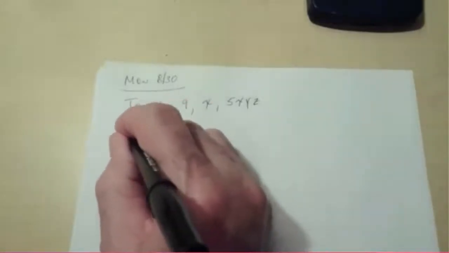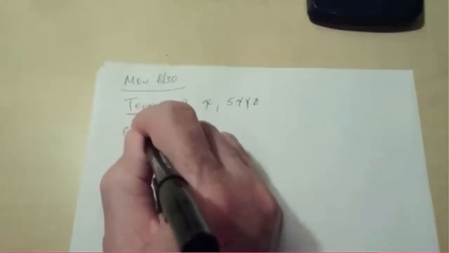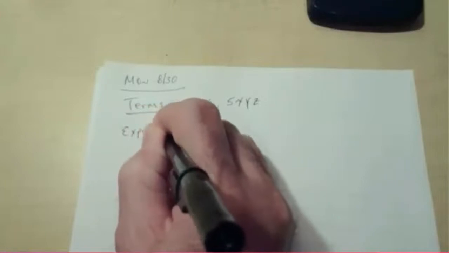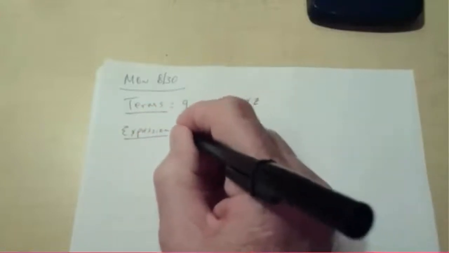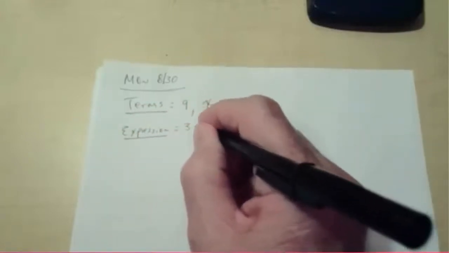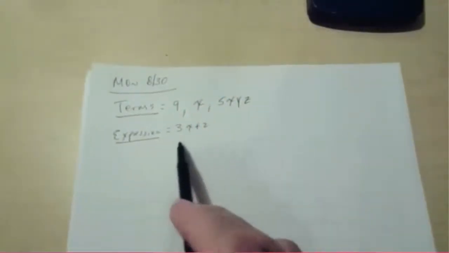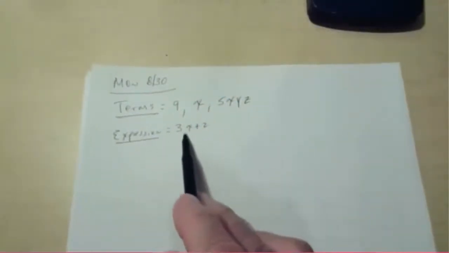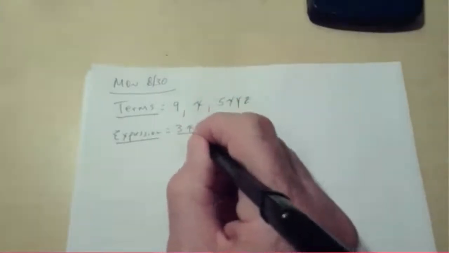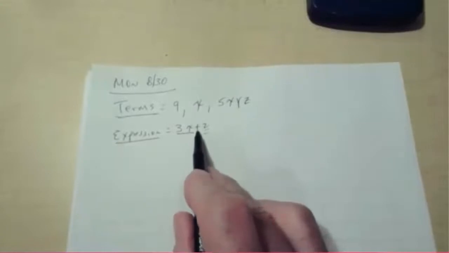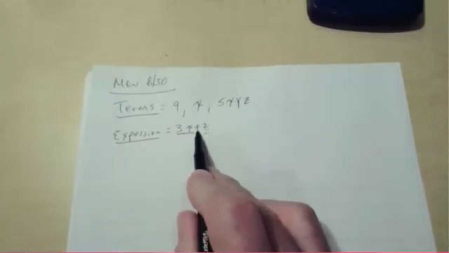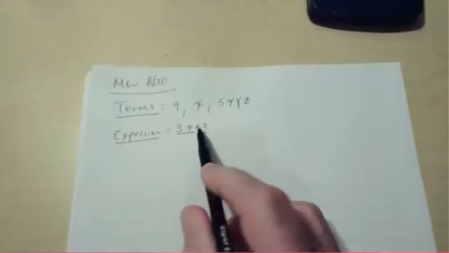An expression is like 3x plus 2. Now why is this an expression? Because it has two terms. 3x is a term and 2 is a term. If it's separated by a plus or a minus, then it is an expression.